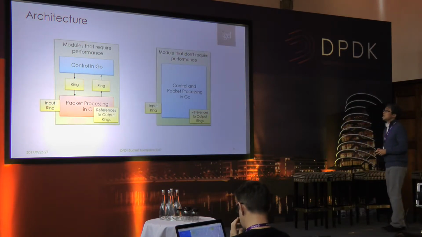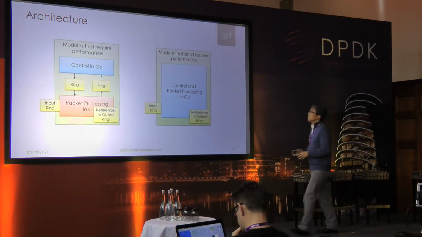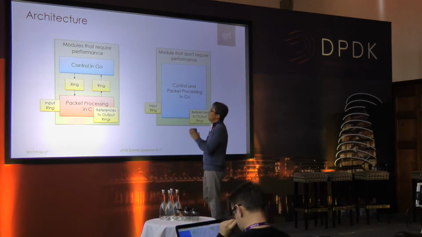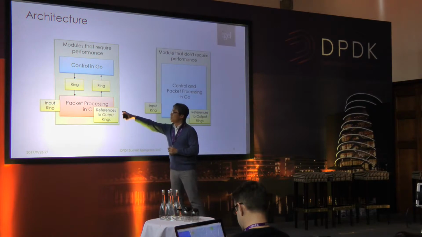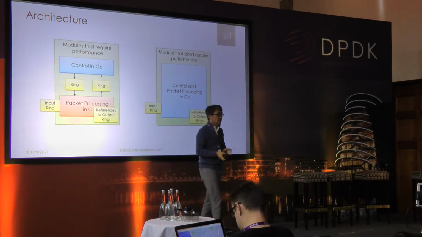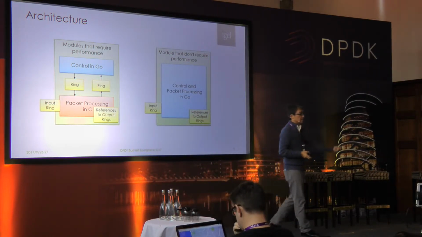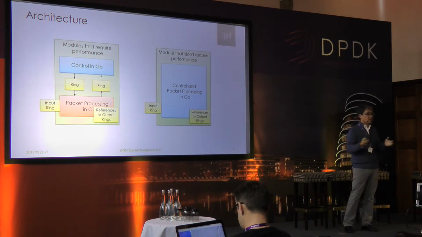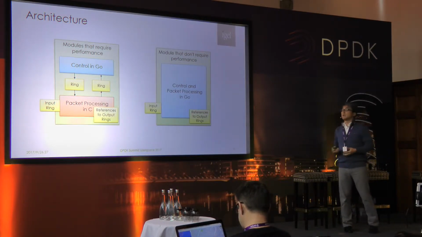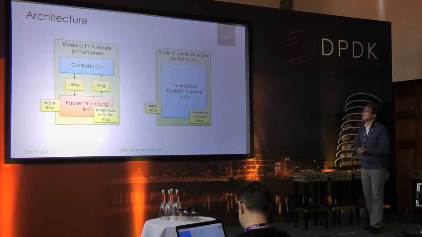So for the modules that require performance, the management and control is done in Go, and just the packet processing is done in C. Each module has an input ring, gets the packet buffers, does whatever it needs to do, and passes them to the next module where it's been specified.